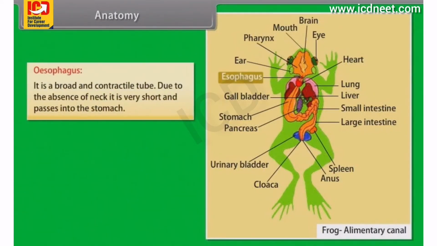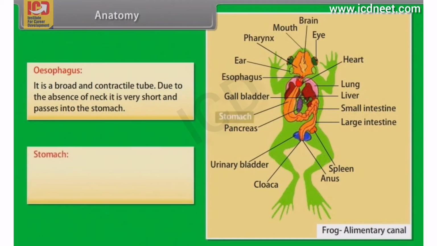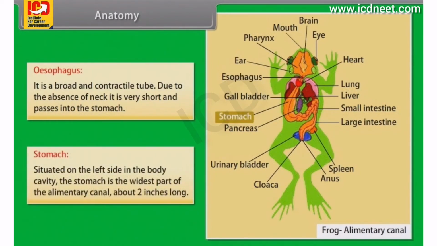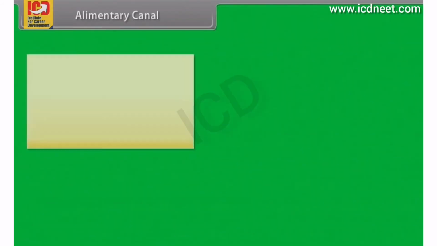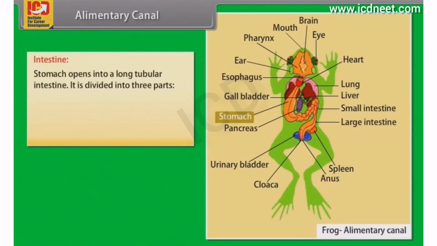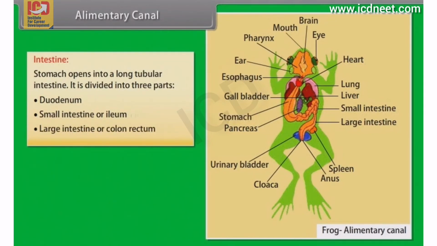Oesophagus. It is a broad and contractile tube. Due to the absence of neck, it is very short and passes into the stomach. Stomach. Situated on the left side in the body cavity. The stomach is the widest part of the alimentary canal, about 2 inches long. Intestine. Stomach opens into a long tubular intestine. It is divided into 3 parts: duodenum, small intestine or ileum, and large intestine or colon rectum.